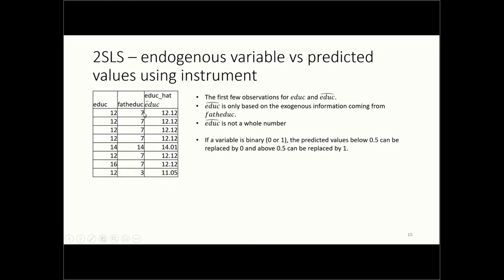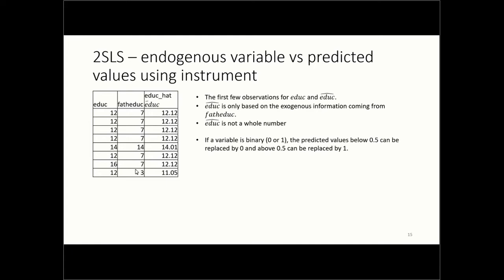So notice that this is the actual education of the person. And if the father's education is 7, this is the predicted value. If the father's education for this person is 14, we have a higher predicted value. And if it's 7, we have the same value. And if it's 3, we have a lower value here. So notice that this education hat only depends on the father's education. And it's different than the original variable education, which may be endogenous. Here we have now an exogenous variable because it's only based on the instrument, on a variable that is exogenous.